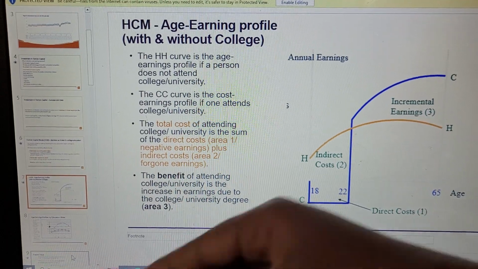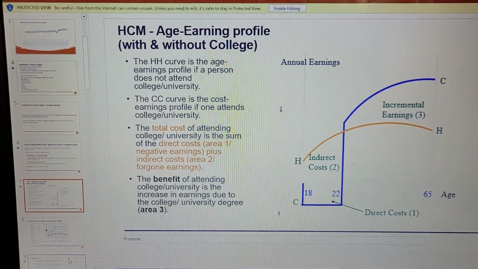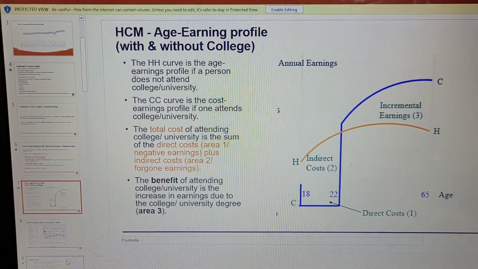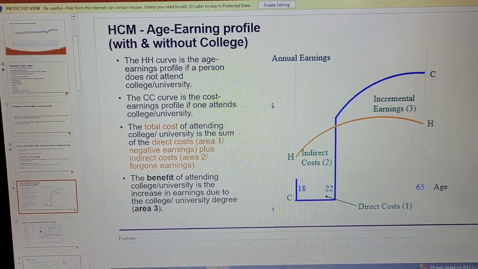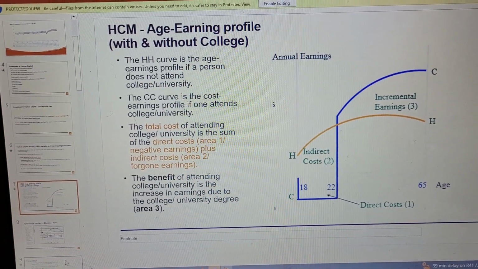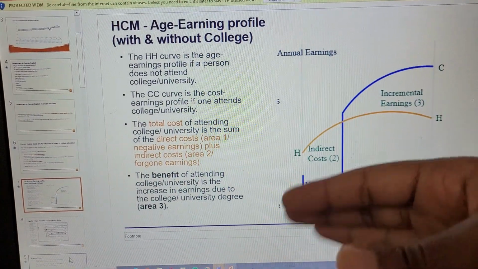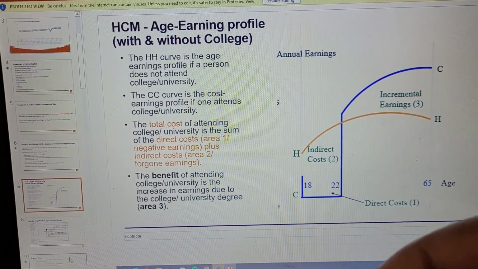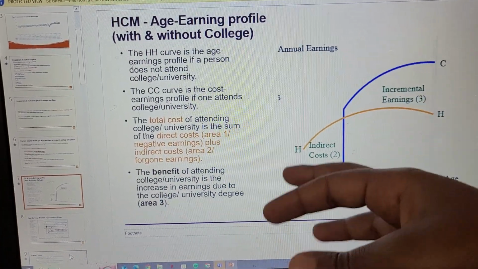So when you're explaining your graph, it's important to say things like that. It's important to just remember, I don't want you to cram the information, because that's obviously how you get to the exam and you freeze up. So just understanding the graph is very helpful, because now you know, okay, direct plus indirect, that's the total cost. And HH curve is this person didn't go to college. CC, this person did go to college.